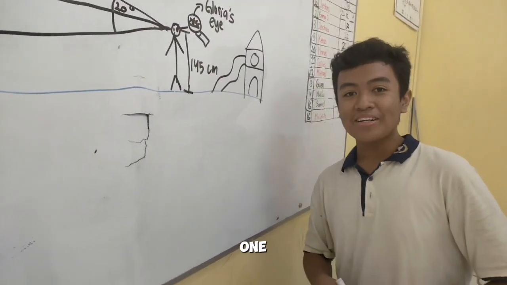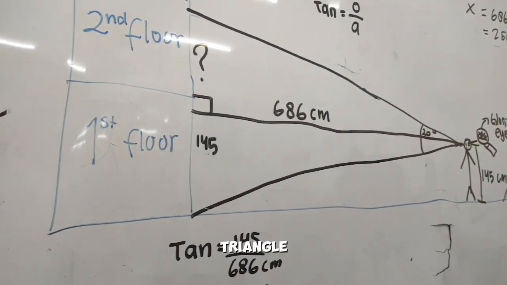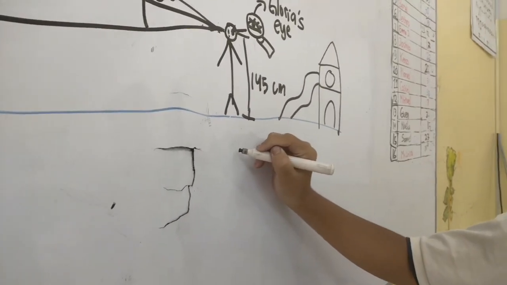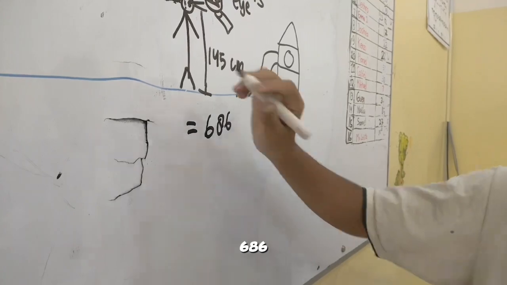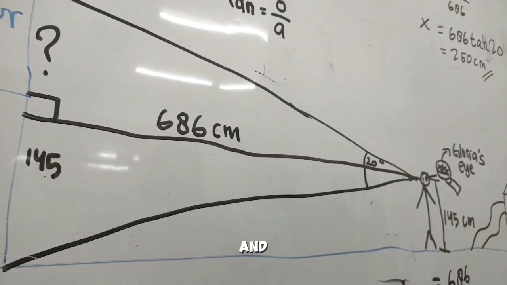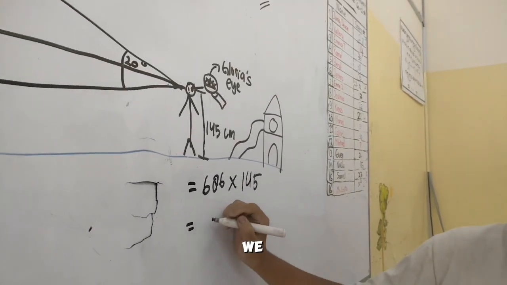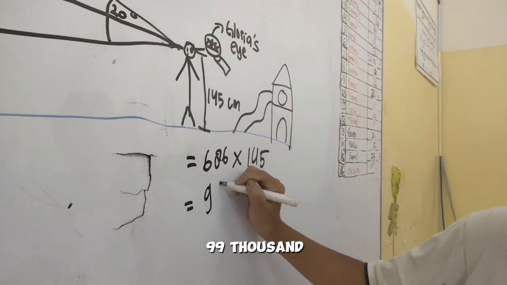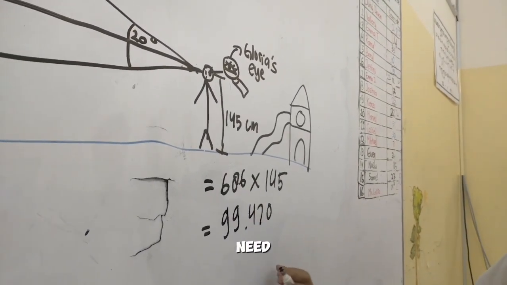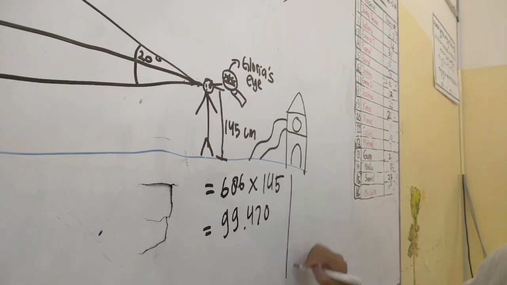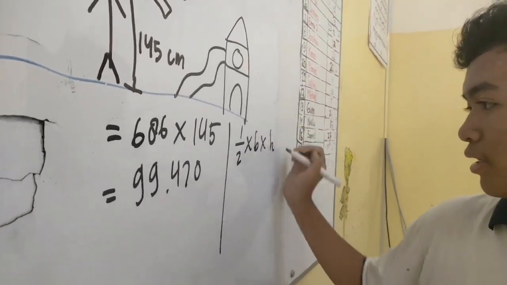Okay, and the last one, we just need to find the area of this and the triangle. We just need to times it, 686 here, and times 145. We got the answer is 99,470. And next, we need to find the area of the triangle, which is half times base times height.